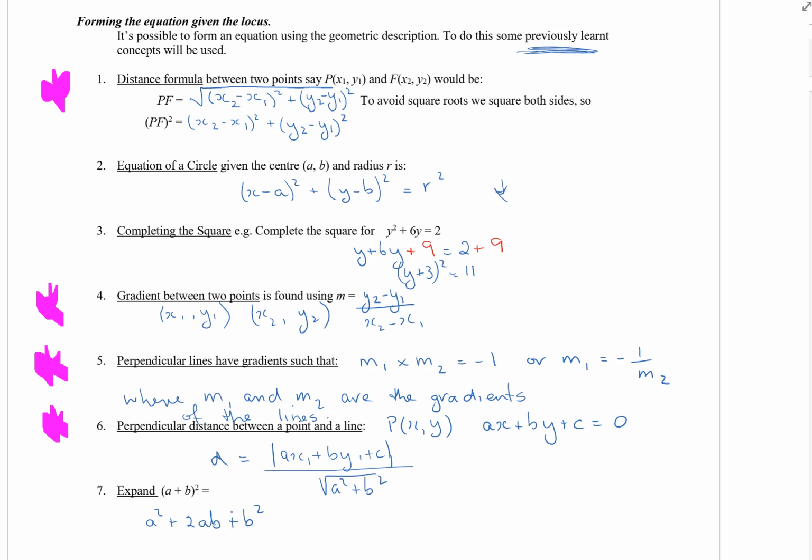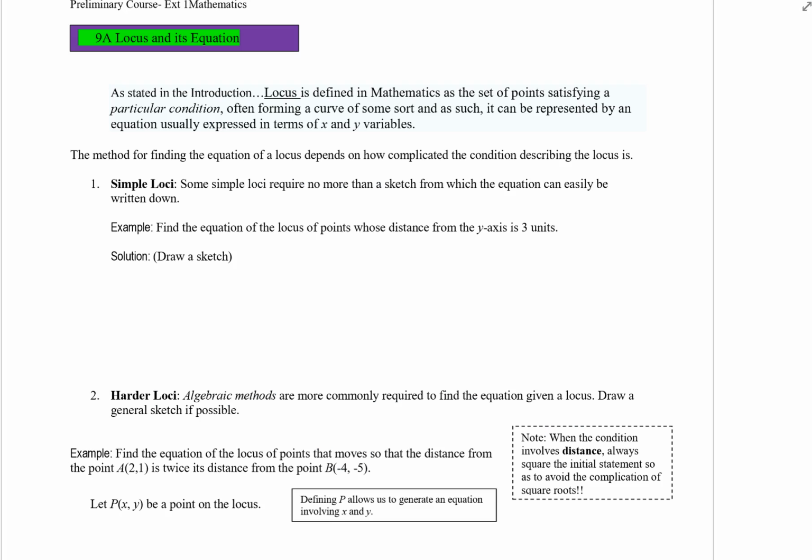And in some of our workings, we might need to expand the bracket, and as recently as the last topic test, there were some students still being a little bit careless with expanding a perfect square. So we always need to be reminded about the correct way to do that. Square the first, twice the product of the two, square the last. Okay, so let's get looking at going from the locus description to an equation.